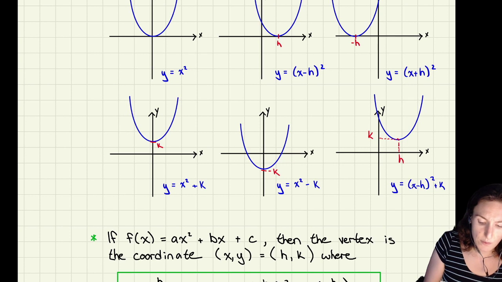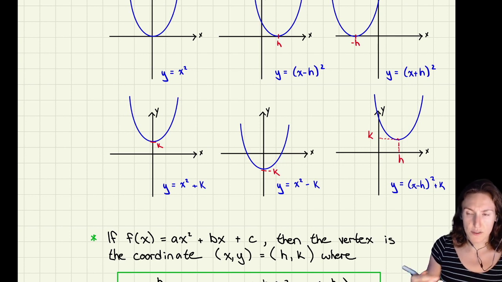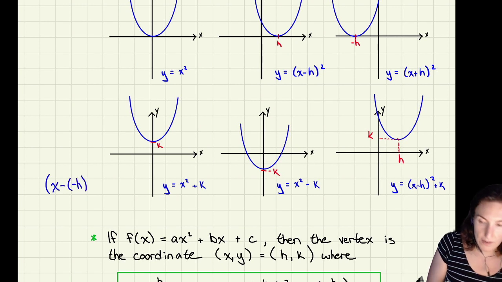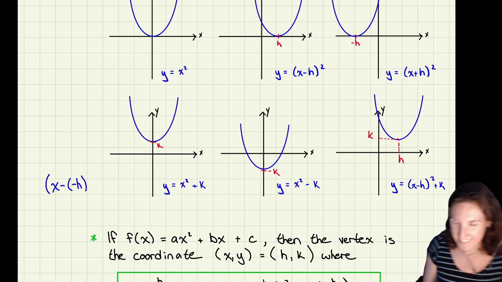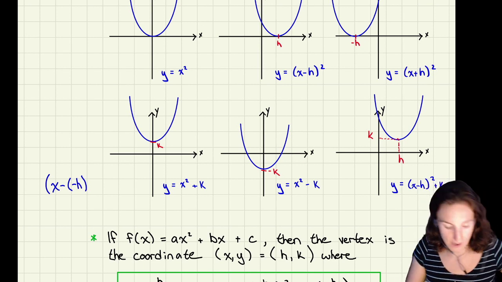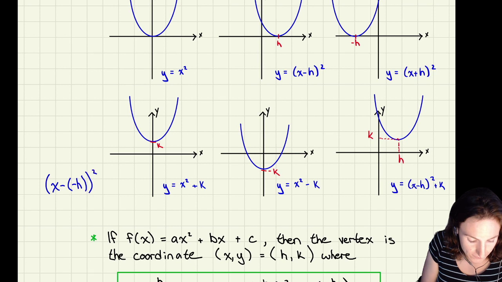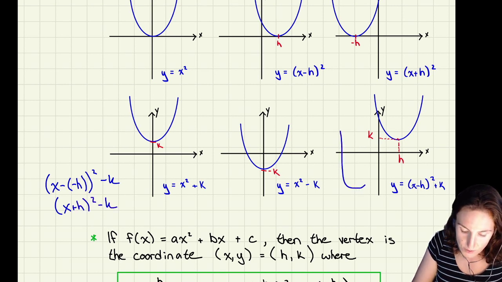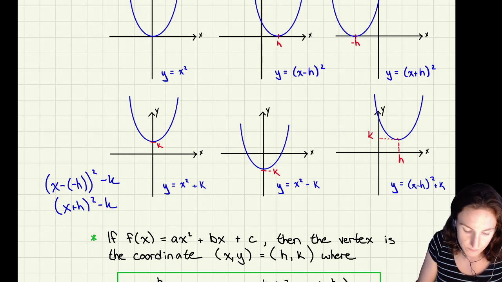What happens if I went the other way? What happens if I went to the left and down, for example? So I would have x minus whatever that value is, squared. And then I'm going downward, so I would have minus k. So I would have x plus h whole squared minus k. So that's if I wanted to go somewhere down here, for example.